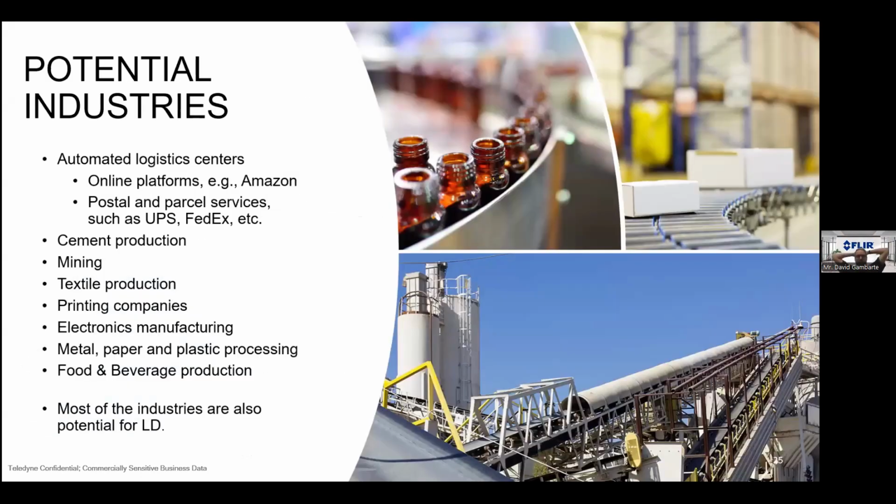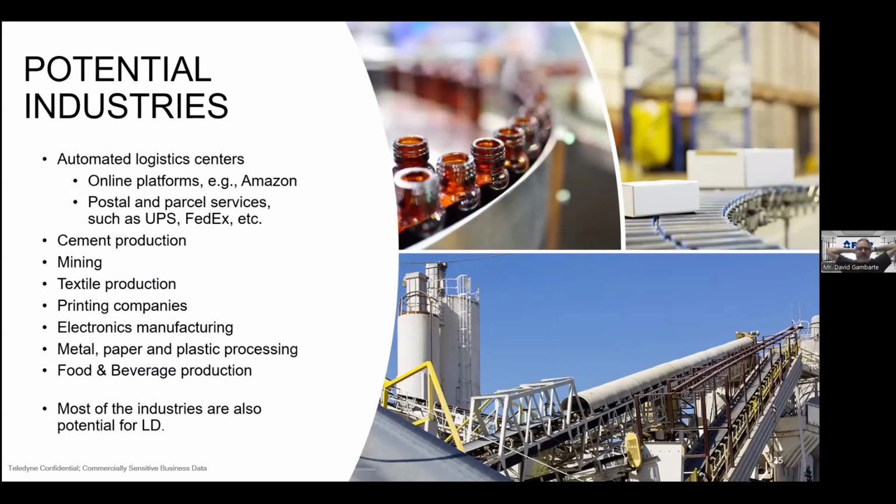So now we are getting to the end. This was pretty fast. We have a lot of potential industries for this use, but this is just a list. We know that there are many other industries or applications where the camera can be used. These are some of them: automated logistics centers and hubs, like for example Amazon, and postal and parcel services such as UPS, FedEx, etc. These are just examples, of course.